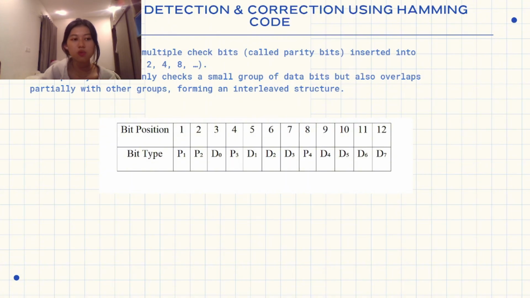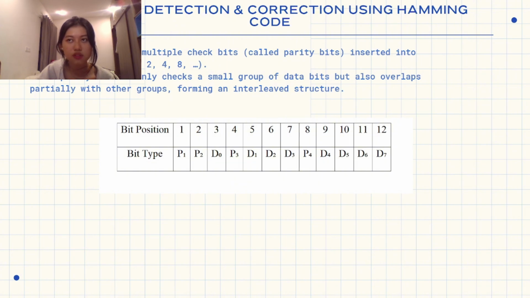So how does the Hamming code work? Unlike the parity code that just uses one check bit, the Hamming code uses multiple check bits inserted into specific positions. Here I show you a table as an example. I want to send a data word, and you can see that at bit positions 1, 2, 4, and 8, we have parity bit 1, parity bit 2, parity bit 3, and parity bit 4.